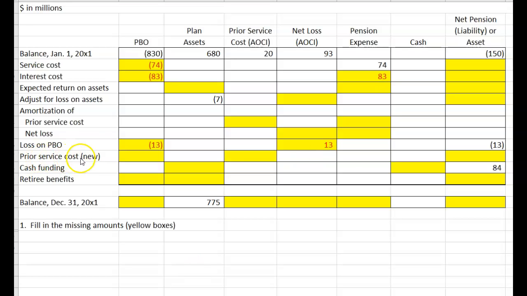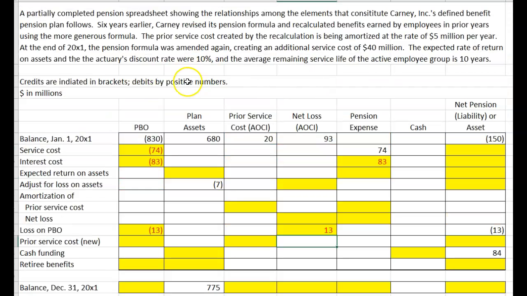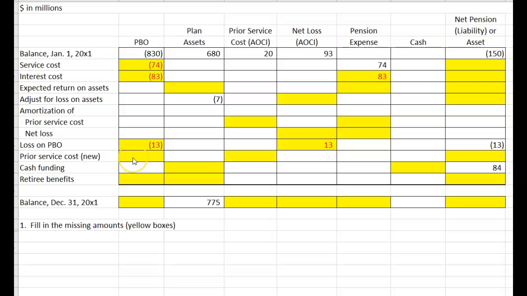Now let's look at the 20X1 new prior service cost. In the details to the problem, it said that the plan had been amended in 20X1 and the pension formula was changed through that plan amendment, and it was retroactive to prior years. It created an additional service cost of $40 million. So we need to increase the PBO balance by $40 million, and we also need to increase the prior service costs that are captured in AOCI by $40 million.